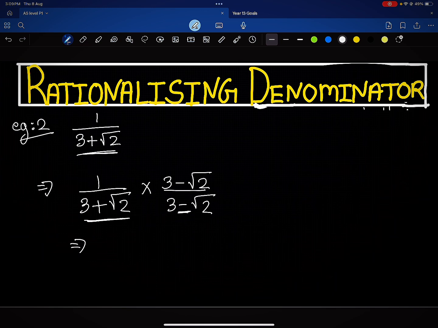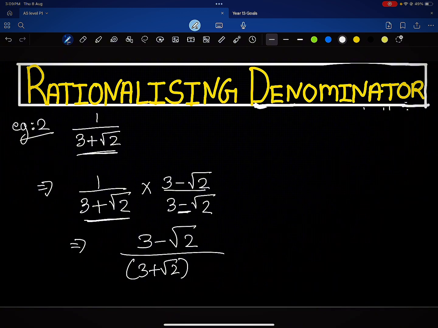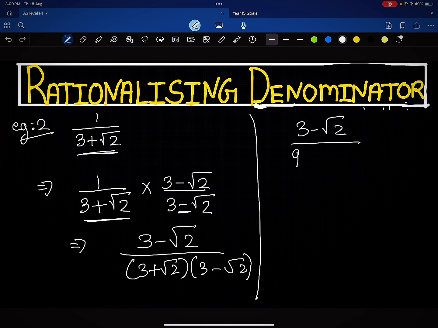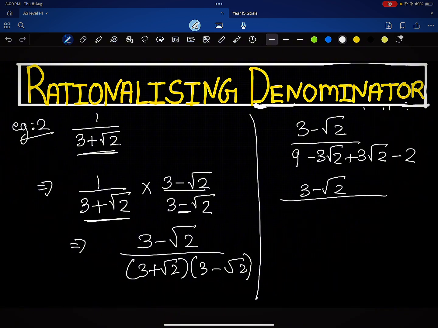So we get, in the numerator, 3 minus root 2, and in the bottom you have 3 plus root 2 times 3 minus root 2. Again, we can simplify that. So here I'll get 9 minus 3 root 2 plus 3 root 2 minus 2, right? I just expanded the brackets, and if you notice, we basically cancelled out the irrational terms. So what we're left with is 9 minus 2, which is 7, and that is a rational number. So what we're left with is basically a rational number, right?